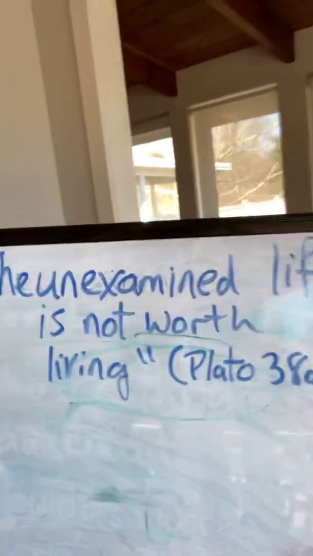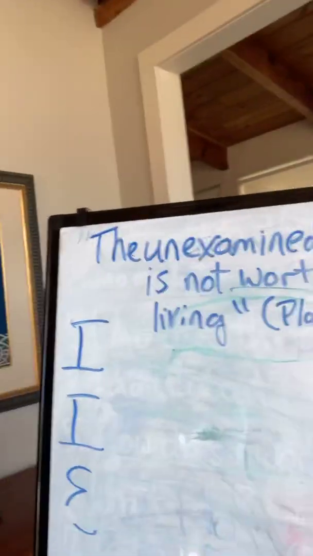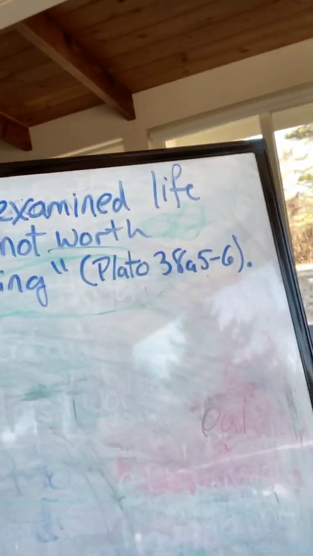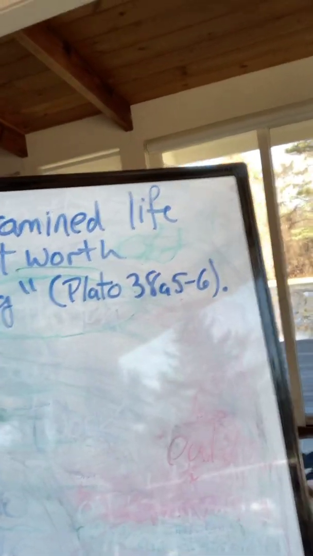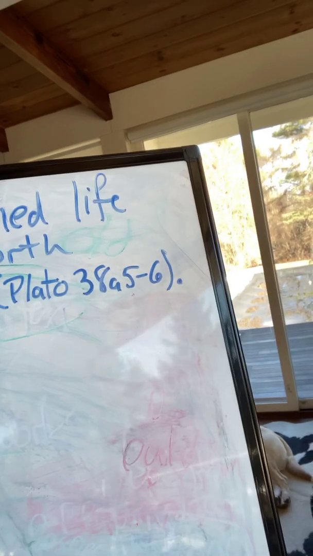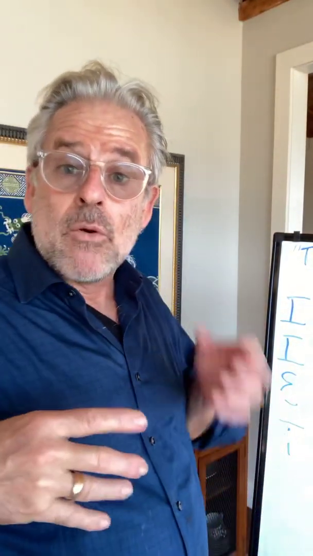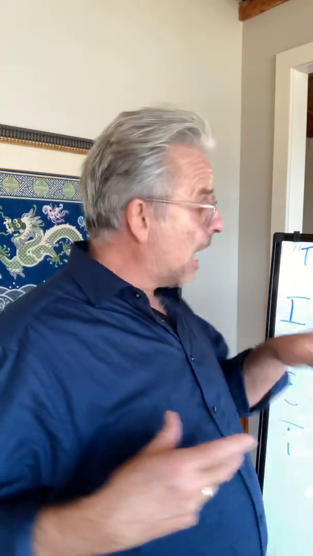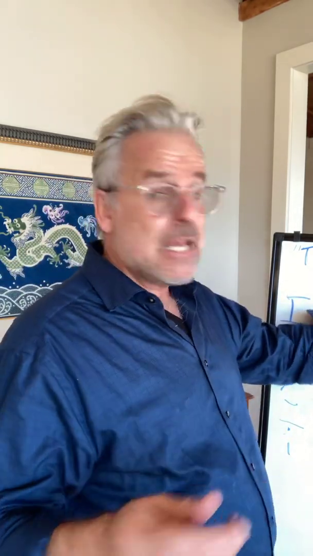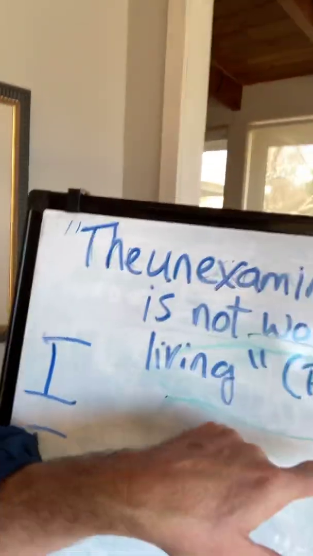The unexamined life is not worth living. You may recognize this. You may have come across it. You may have tattooed it onto your left forearm. But it's one of the most famous phrases out of Plato's The Apology of Socrates, that last text that we looked at. It shows up on line 38, 5 through 6, or section 38, 5 through 6.